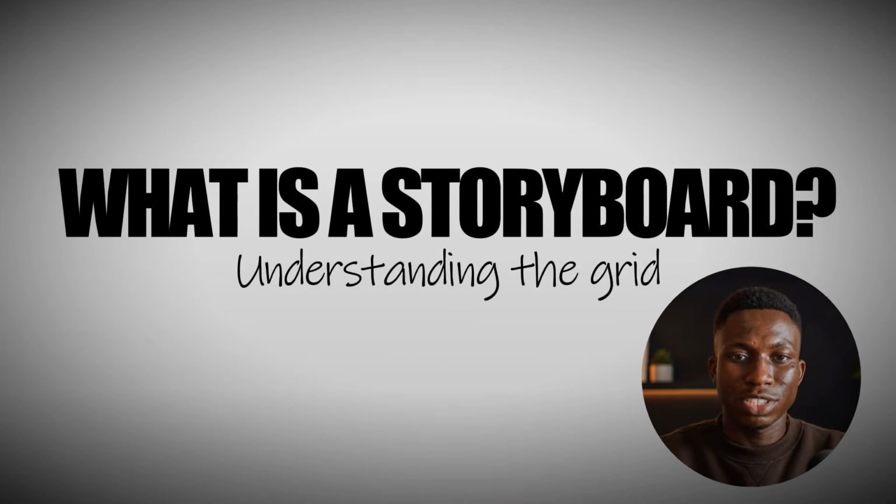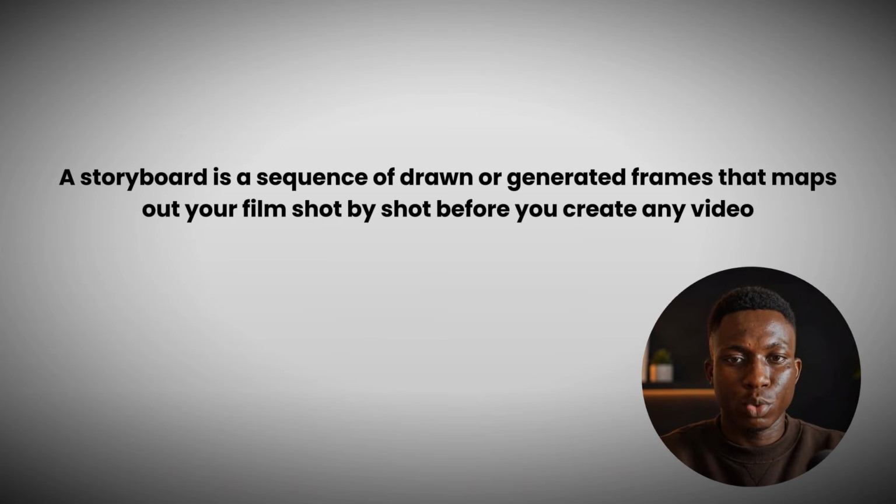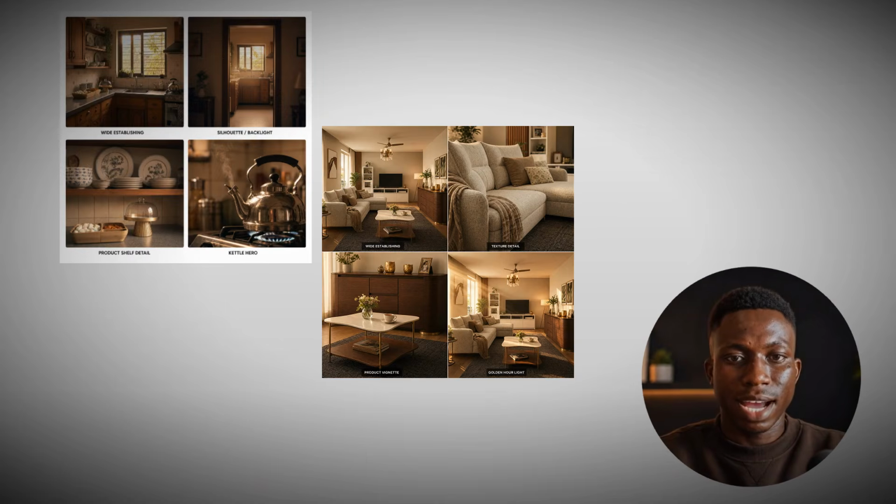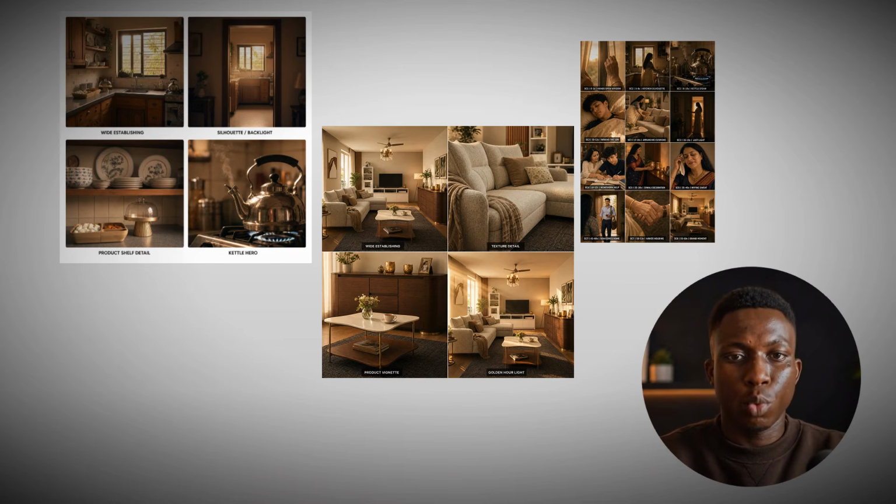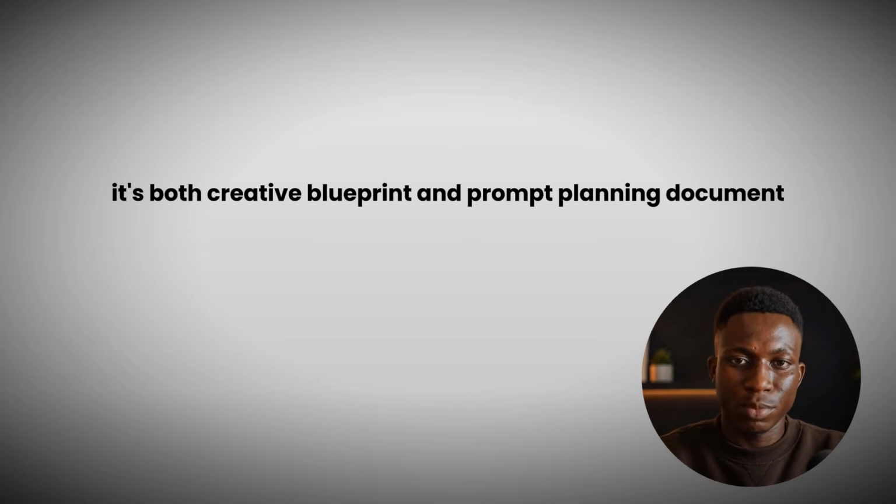Now first, let's understand what a storyboard actually is. A storyboard is basically a sequence of drawn or generated frames that maps out your film shot by shot before any video is created. In AI filmmaking though, it serves a double purpose. It's both your creative blueprint and also your prompt planning document.